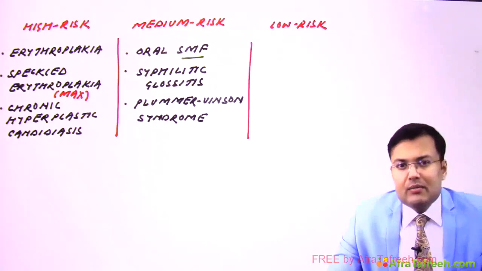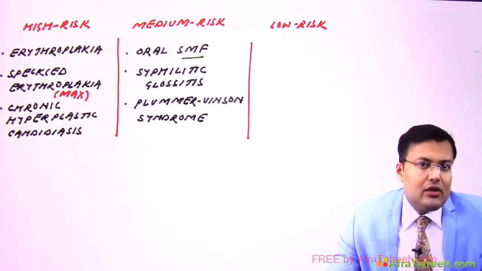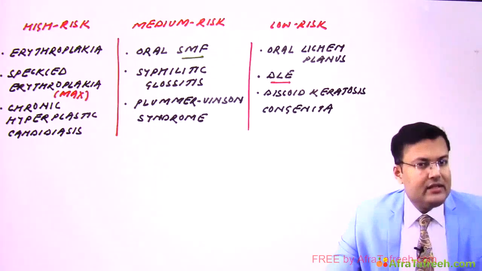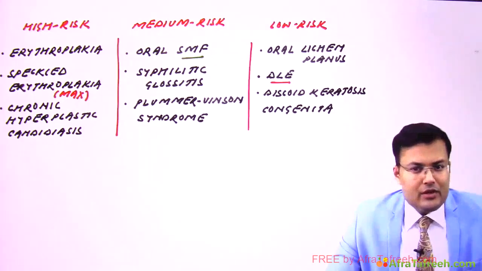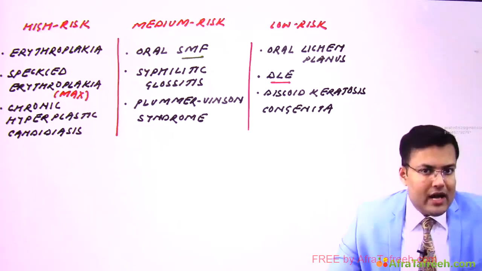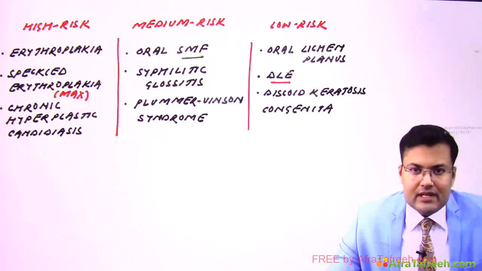Third is Plummer-Vinson syndrome. See what are the low risk lesions. So oral lichen planus, DLE means discoid lupus erythematosus and dyskeratosis congenita. These are the low risk lesions. So you have to remember this list because this is frequently asked.